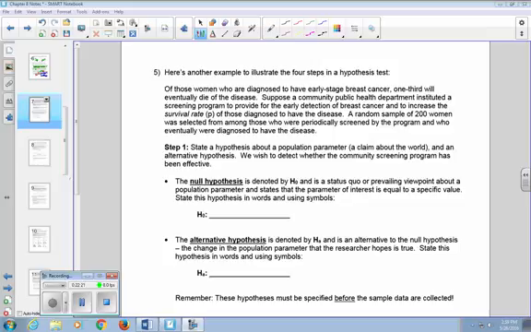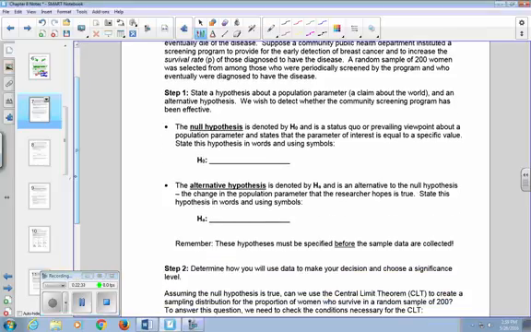And so step 1, we're going to state a hypothesis about a population parameter, a claim about the world, and an alternative hypothesis. And we wish to detect whether the community screening program has been effective. So our null hypothesis, again, the status quo or prevailing viewpoint about a population parameter, and we're going to state the parameter of interest is equal to a specific value. So state this hypothesis in words and using symbols.